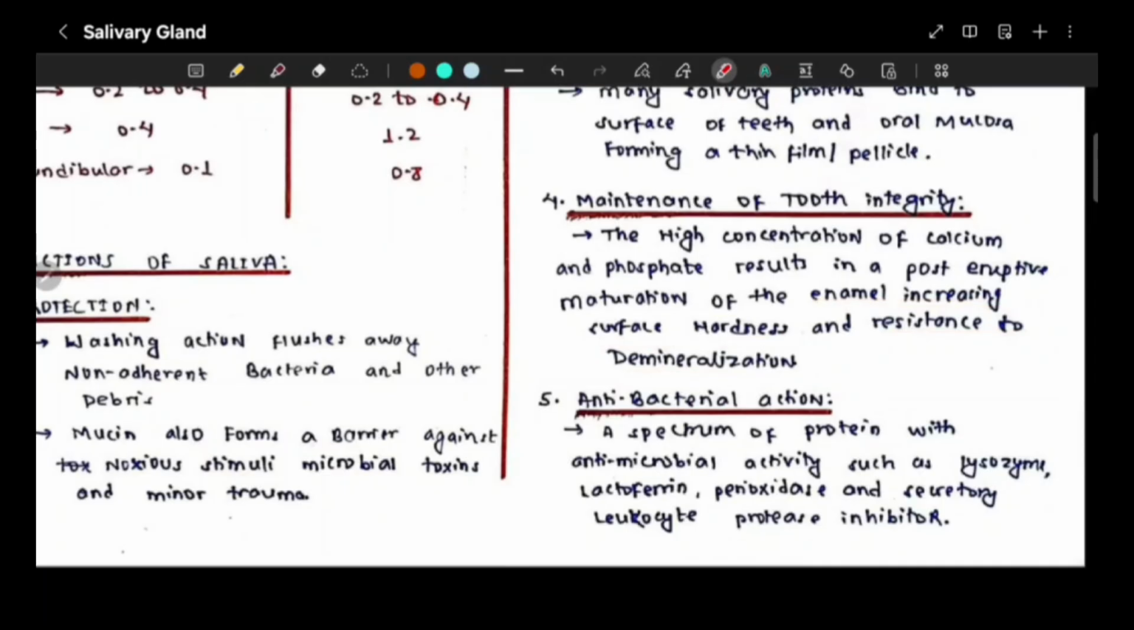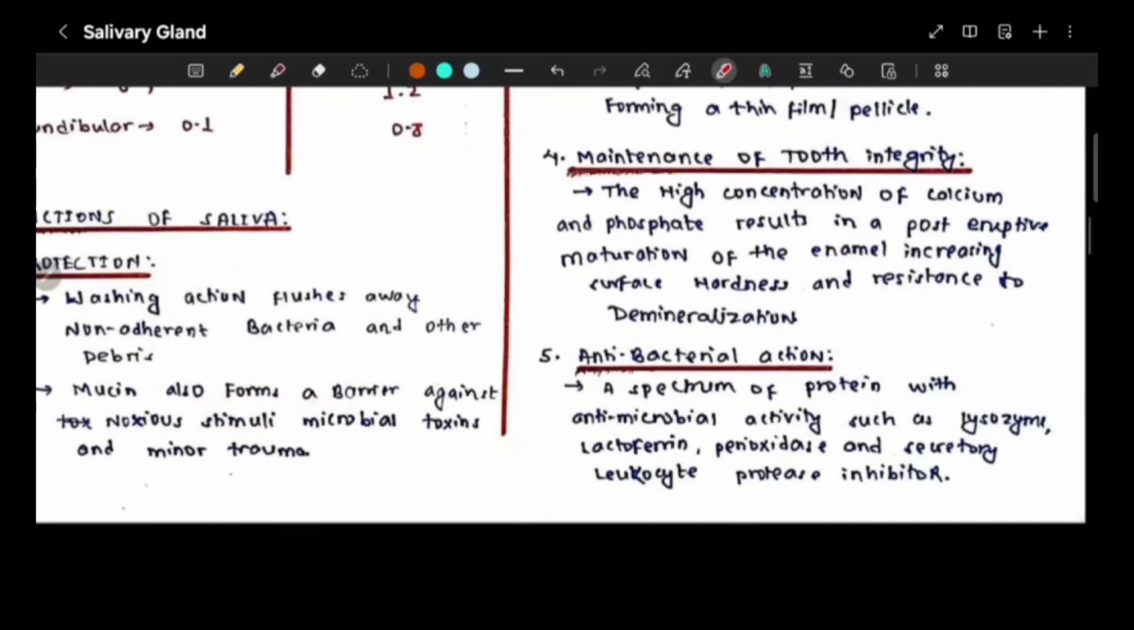So this is also one of the functions of the saliva. A high concentration of calcium and phosphate results in the post-eruptive maturation of the enamel. Now another function is antibacterial action. Antibacterial action means a spectrum of proteins are present in the saliva.